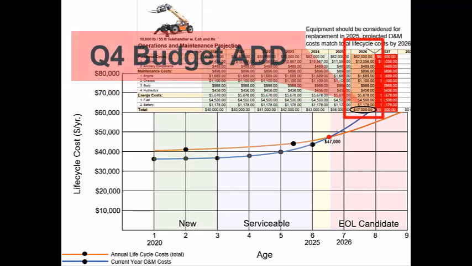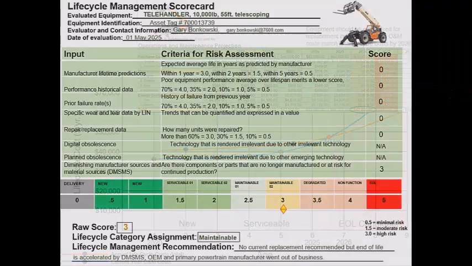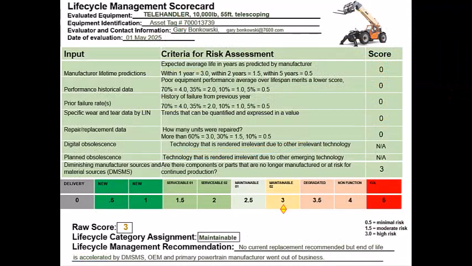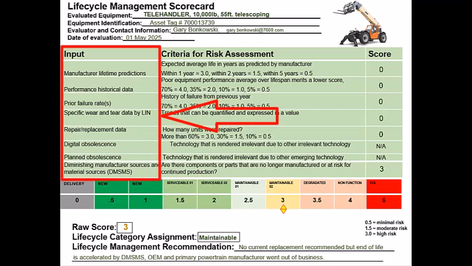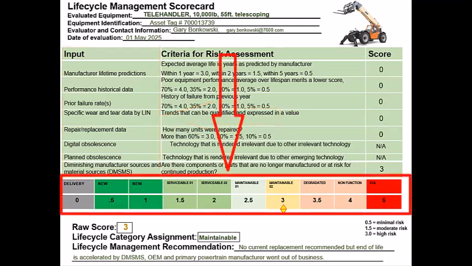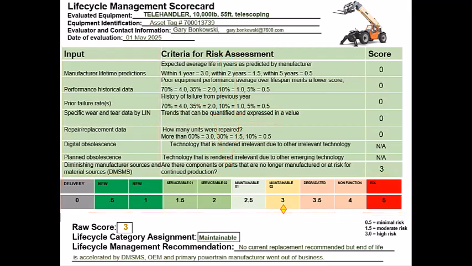That's the deliverable. The scorecard is one of the tools used to analyze equipment in a risk assessment framework through the use of a raw score. The raw score is acquired from measuring the equipment against the input criteria, and then the score is placed along a serviceability continuum seen at the bottom of the chart. We'll get into this process in detail in the next segment.